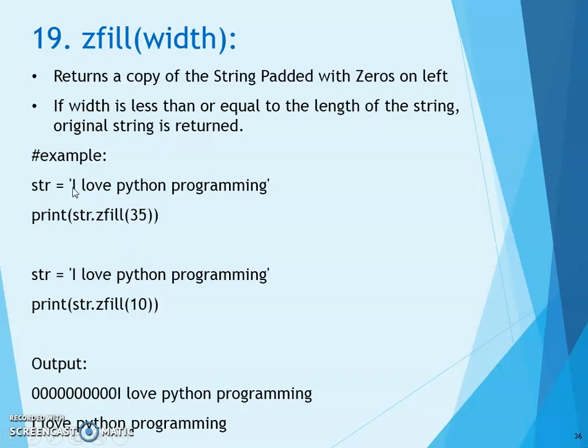That is, this is the original string, and we want to zero pad this string, and the size is 35. So we have to make a total of 35 characters. So at remaining places zeros will be padded. So these zeros are always padded on the left hand side. So zeros are placed here on the left, and then the string will be printed.